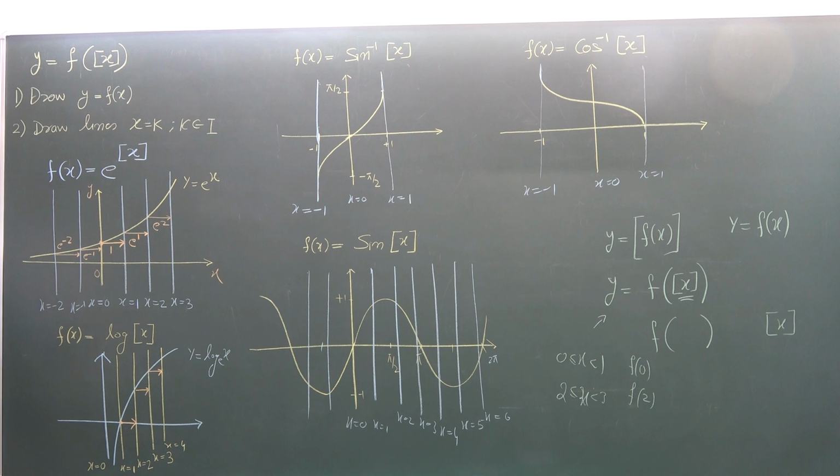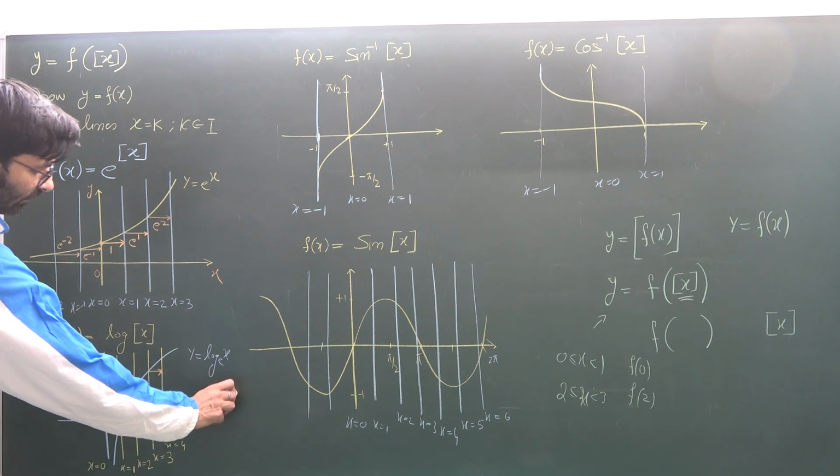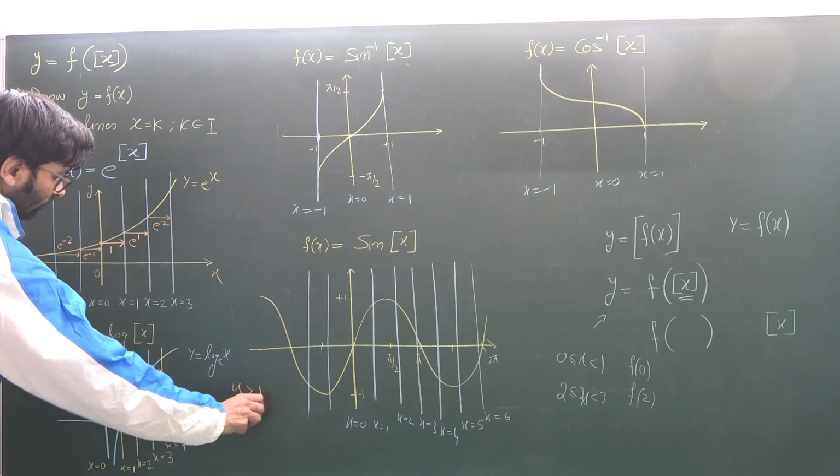Second, f of x equals log of greatest integer of x. We have drawn log of x, then lines perpendicular to the x-axis: x equals 0, x equals 1, x equals 2, x equals 3, x equals 4. Between 0 to 1, the input to log will be 0, which it will not accept. So this graph does not exist between 0 to 1. For this graph, x should be greater than or equal to 1.